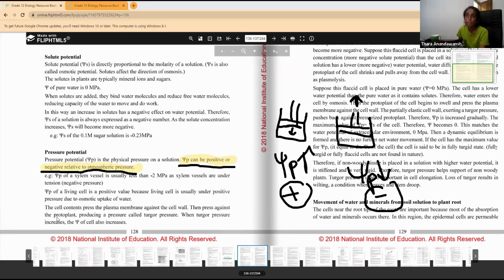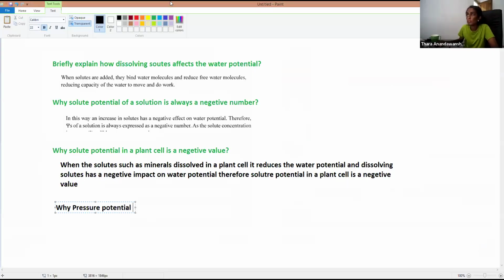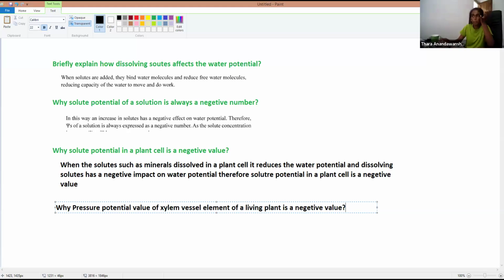Why is the psi p value in a xylem vessel of a living plant a negative value?